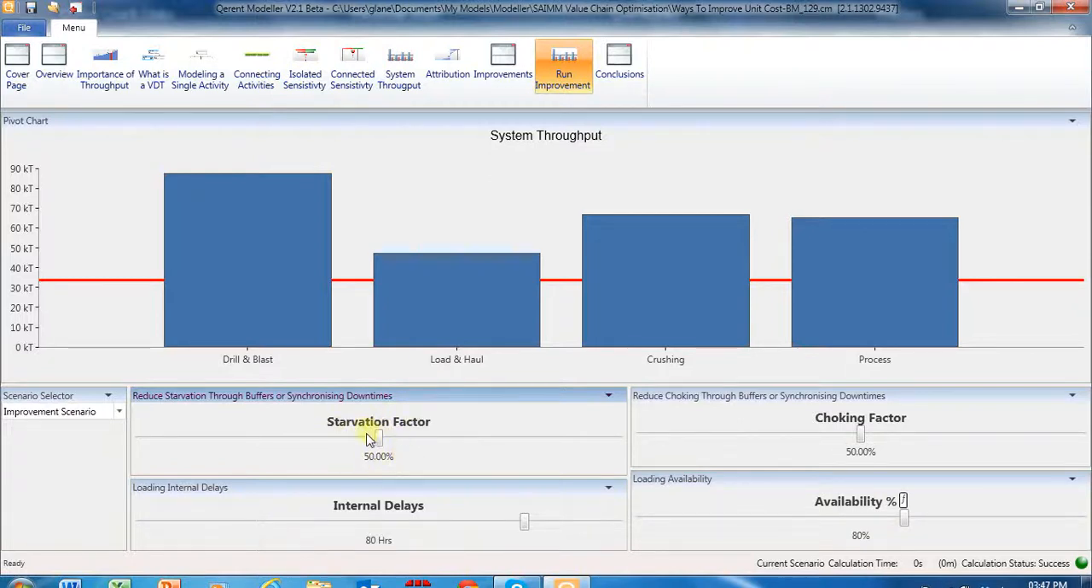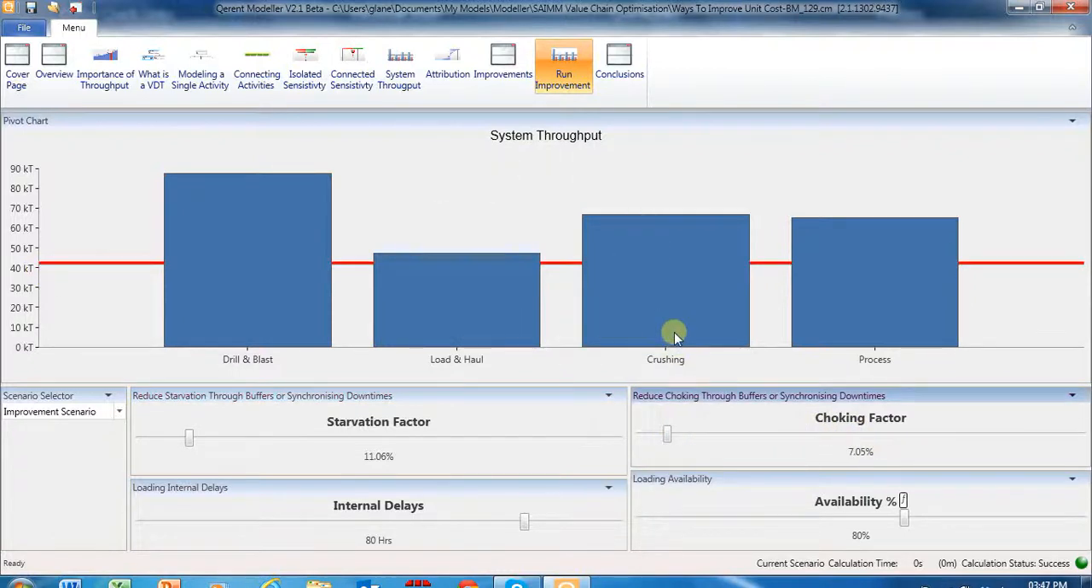I've got the starving factor, which is how I've mimicked the consequential downtime on load and haul, a choking factor, internal delays, and availability. So you could say, well, maybe the starving of load and haul by drill and blast could reduce maybe right down to 11%, and straight away you see the system throughput went up to about 38,000. My choking factor, meaning crushing's choking of load and haul, could actually be reduced as well. Look at that, we went up to over 40,000 straight away.